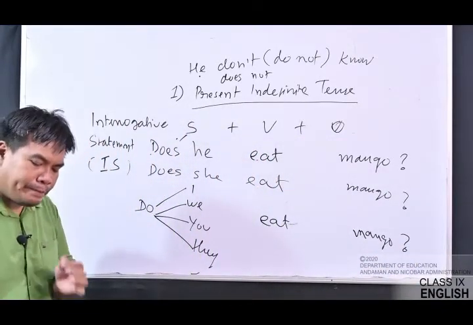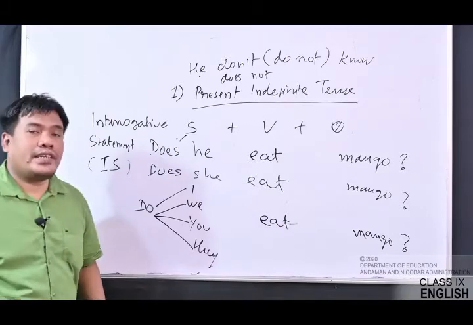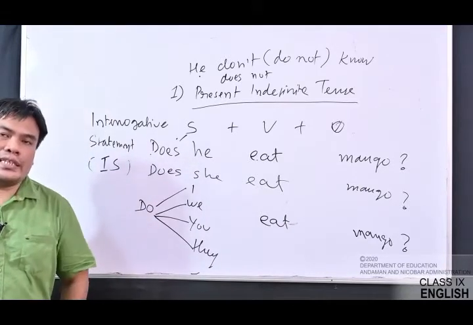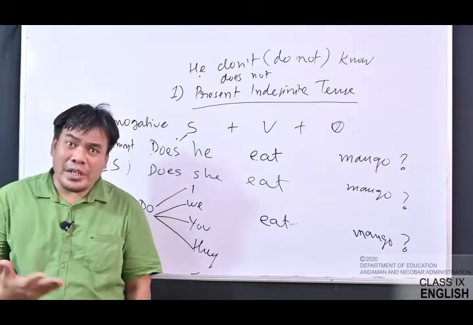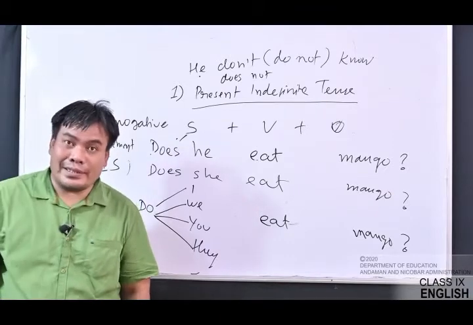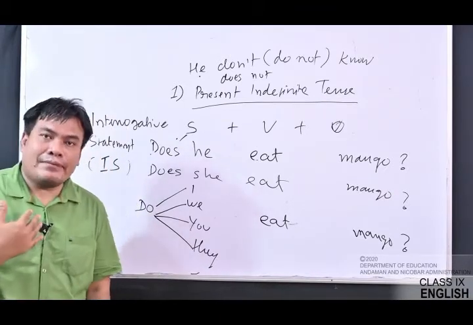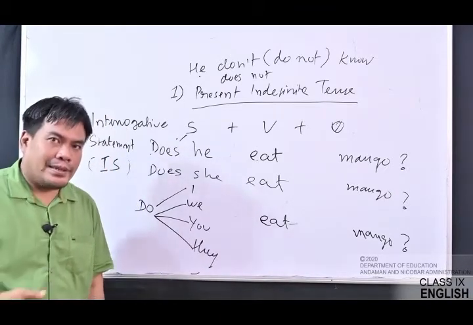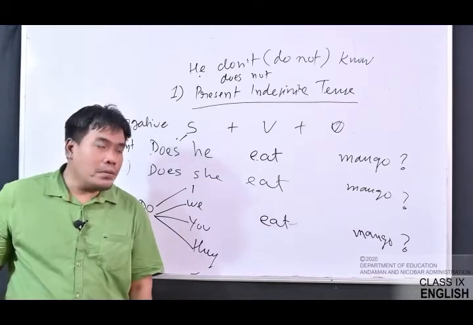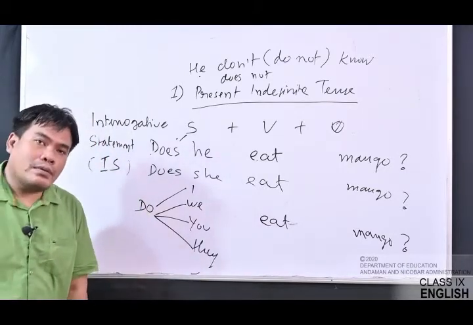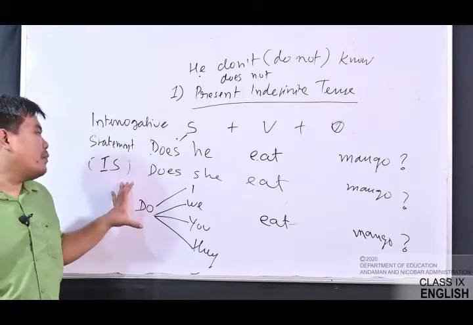Whenever you ask someone, that is supposed to be the present indefinite tense. For example, if I ask you, do you eat mango? Usually, that's what it means. The thing is that whether you like it or not, that's why I'm asking you the question. Do you eat mango? Do you like to eat mango? Okay, so this is how you have to raise a question.